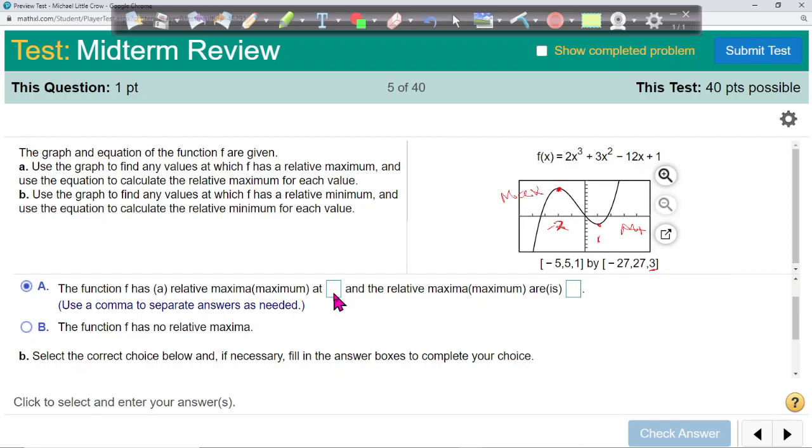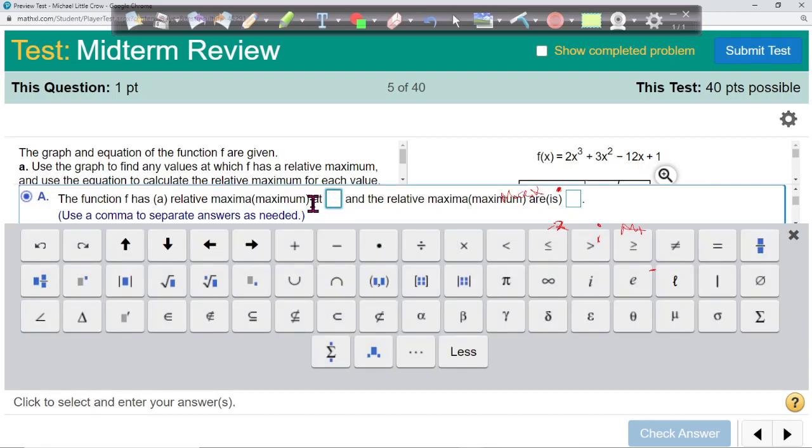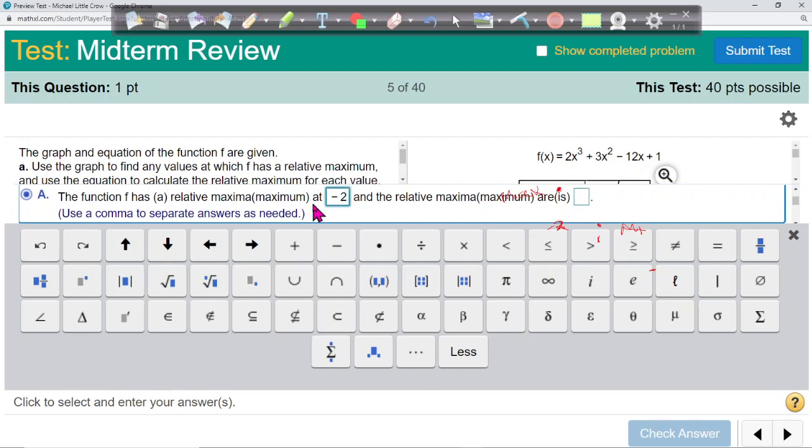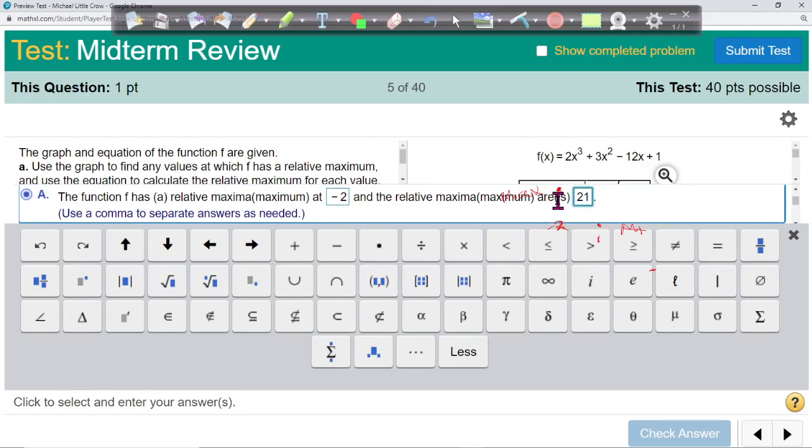So what does that mean? "At" is location. Location is x. We locate things by their x value. So this is -2, and the relative maximum value, the output value we found, was 21.